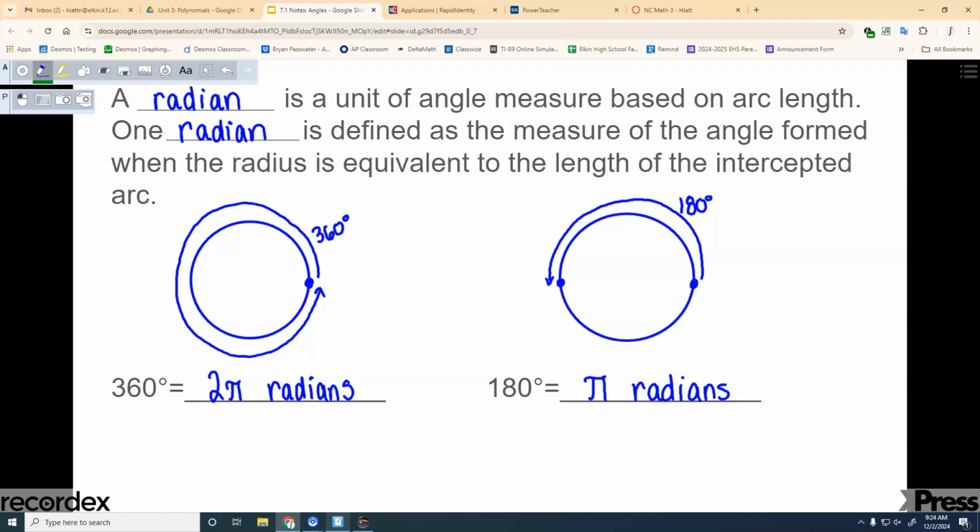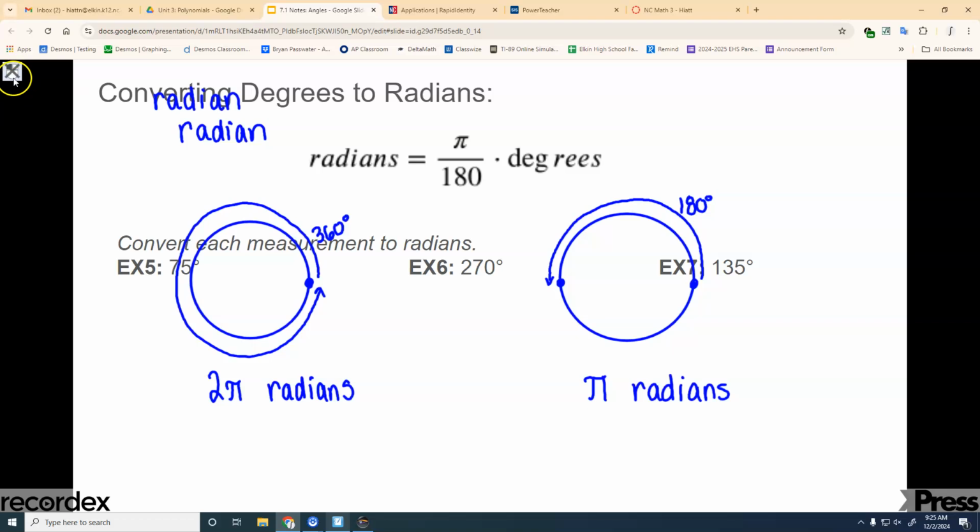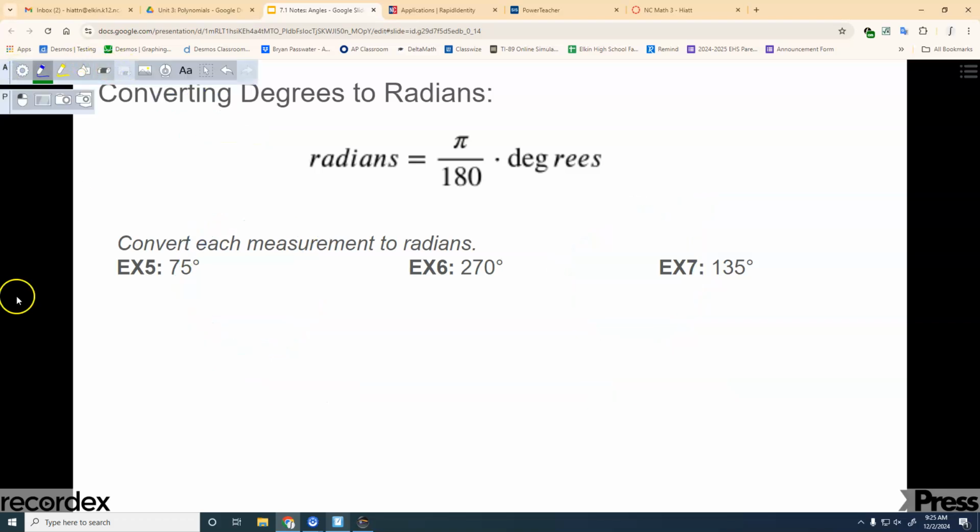So, in this new system where we're using radians instead of degrees, if we want half of a circle, we don't call it 180 degrees anymore. We call it pi. And if we want the whole circle, we don't call it 360 anymore. We call it 2 pi. Okay? So, let's look at how to convert degrees to radians.